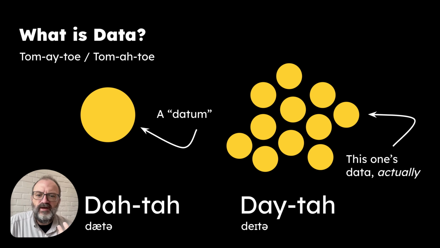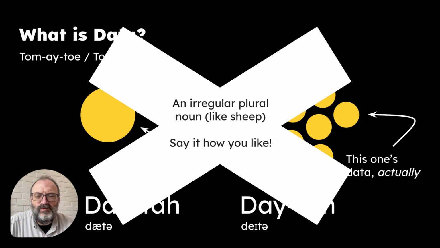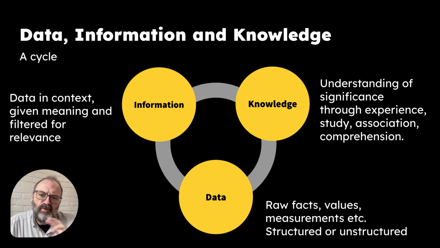And then there's the pronunciation. Some say data, some say data. We don't really care how you say it, but it's definitely an irregular plural noun. So it's like sheep. But it also is part of a system. Data can be taken as the raw facts, the values, the measurements, etc. That can be structured. It can be unstructured. But that's your raw material.